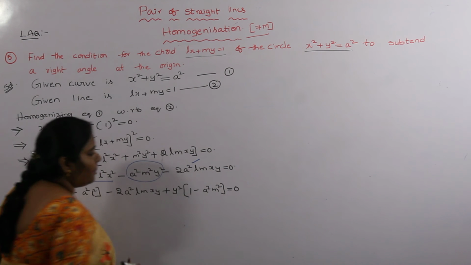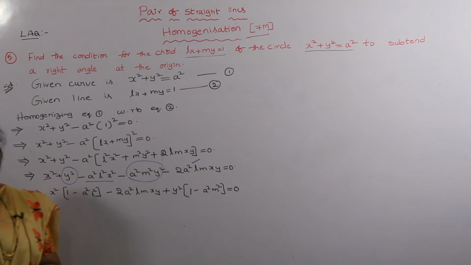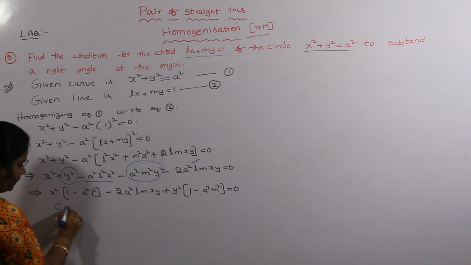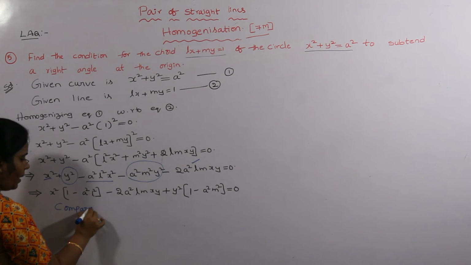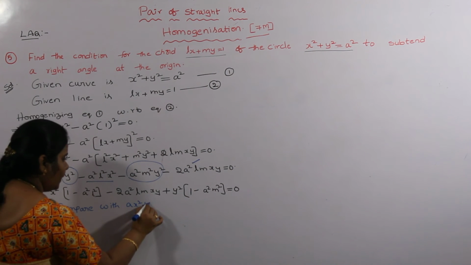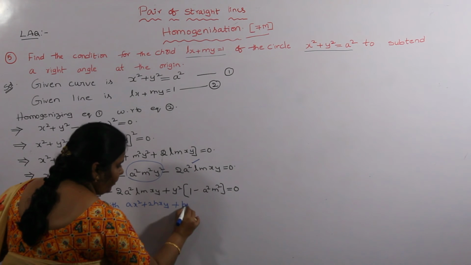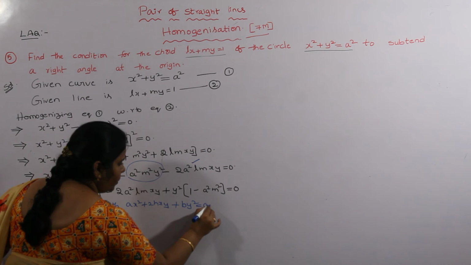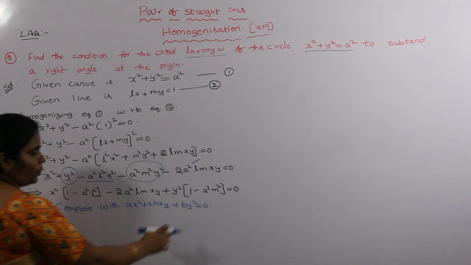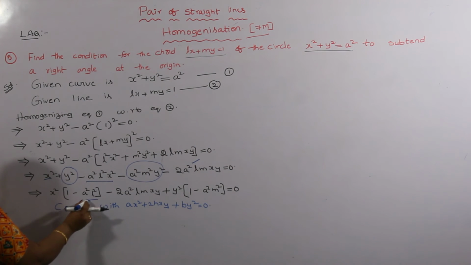Now this equation is compared with ax square plus 2hxy plus by square equal to 0. From that we get the a, b and 2h values. Compare with ax square plus 2hxy plus by square equal to 0. Okay, here the x square coefficient, this is the complete x square coefficient.